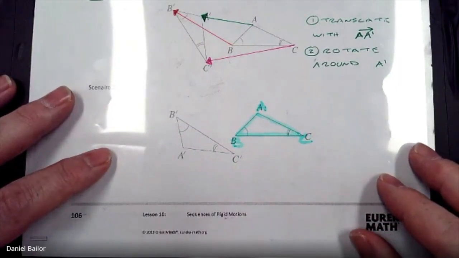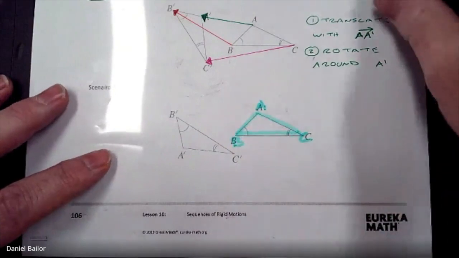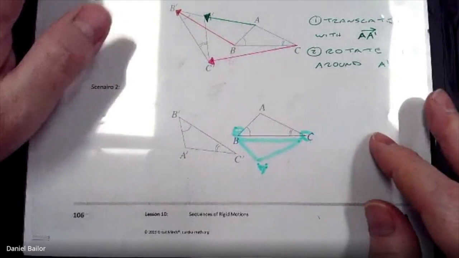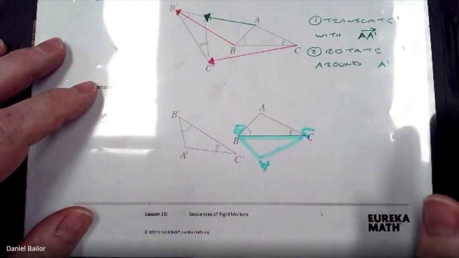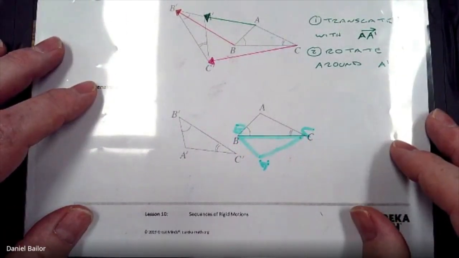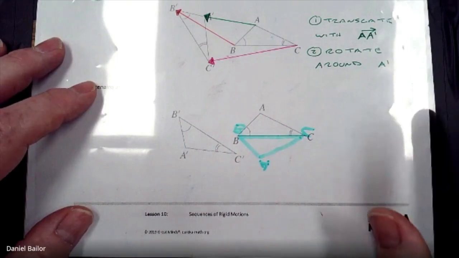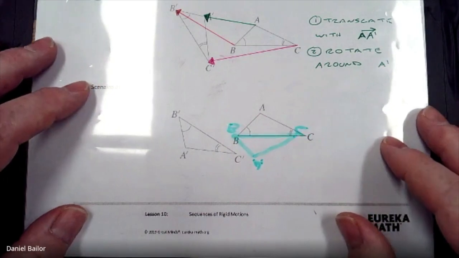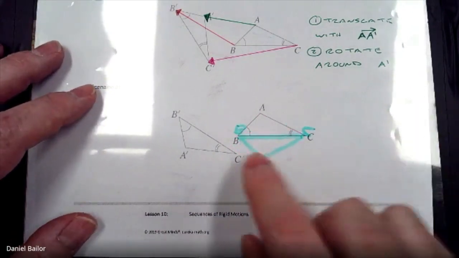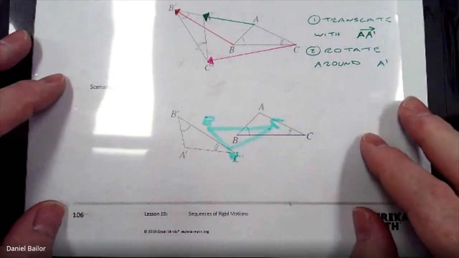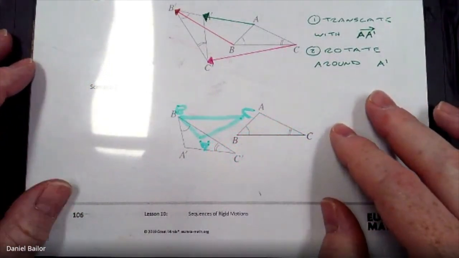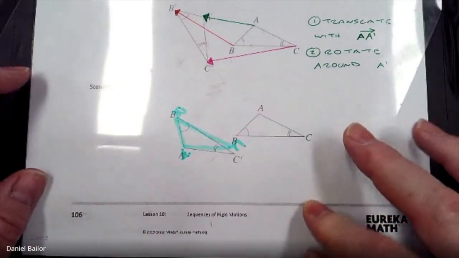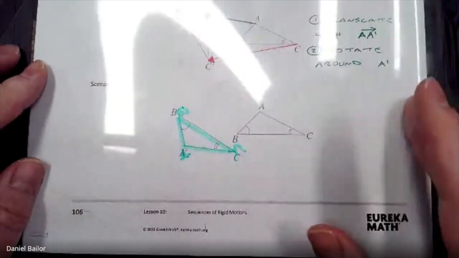I'm going to reflect first. Why not? By the way, it's okay if you have a different order as long as it still works. In my opinion, I just like to reflect first. Get that out of the way. So I'm going to reflect, and then I'm going to connect B with B prime. I'm going to slide up like that. And then last thing I'm going to do is rotate to make it match.